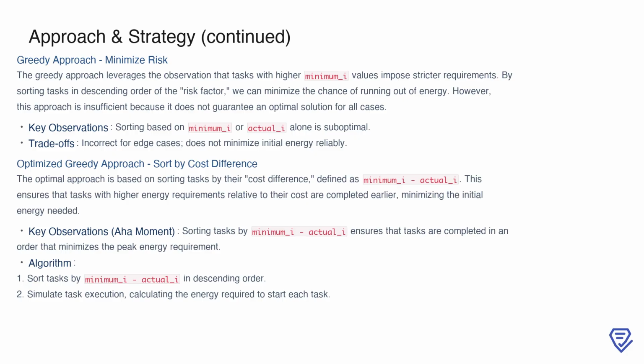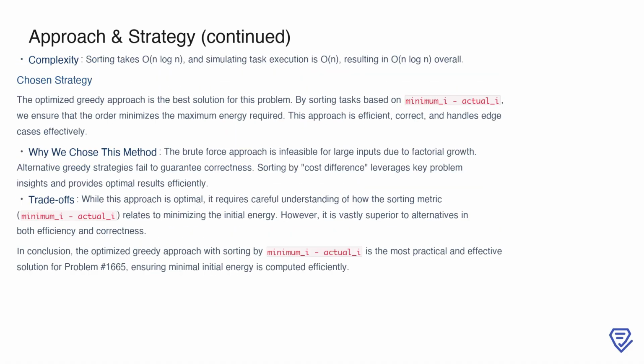The algorithm is simple: first, sort tasks by minimum_I minus actual_I in descending order, and then simulate task execution to compute the energy requirements. The complexity of this optimized greedy approach is efficient. Sorting the tasks takes O(n log n), and simulating the task execution is O(n), resulting in an overall time complexity of O(n log n). This makes it a practical solution for larger inputs. By sorting tasks based on minimum_I minus actual_I, we minimize the maximum energy needed at any point, ensuring correctness and efficiency. This method is chosen because it balances optimality and performance.